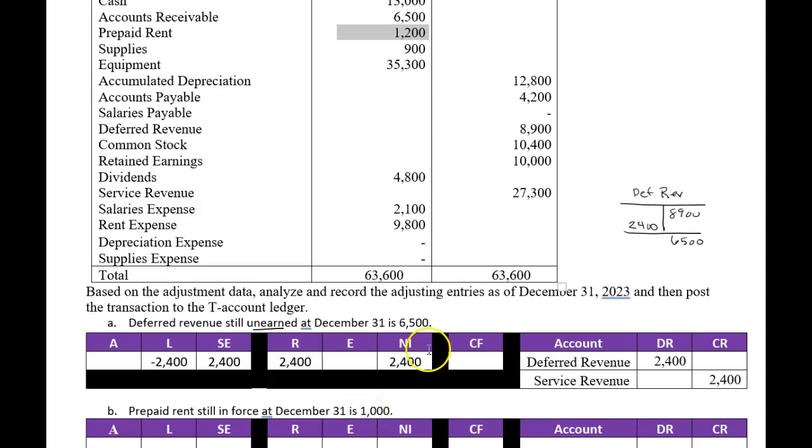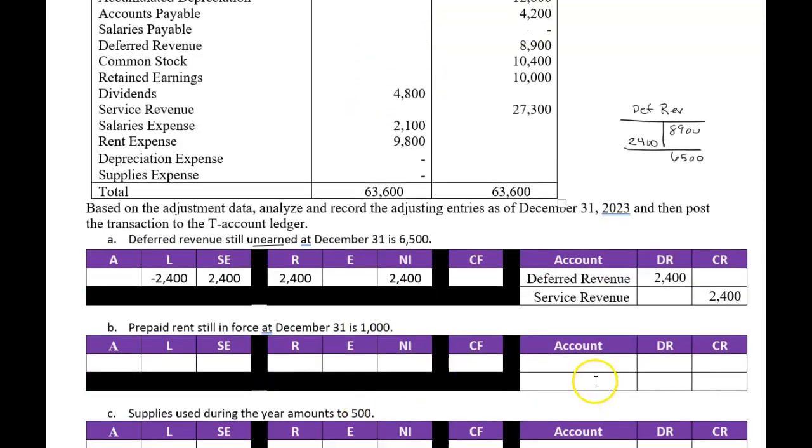So what do we need to do? Well, prepaid rent is an asset, so it's a debit. So we need to credit our prepaid rent for the $200. We need to reduce the balance in that account. So we're going to hit prepaid rent for $200. What do prepaids become? Well, assets as we consume them typically become expenses. So it's going to go in and become rent expense for $200.